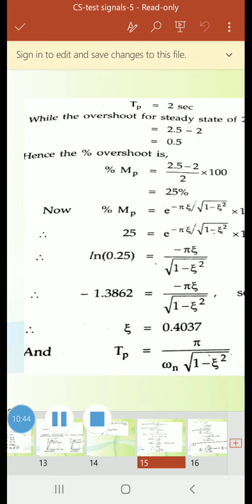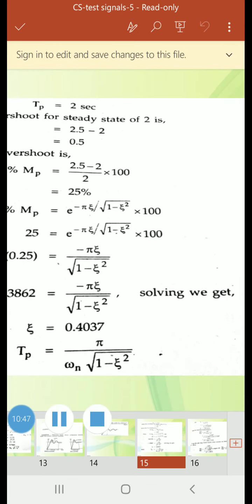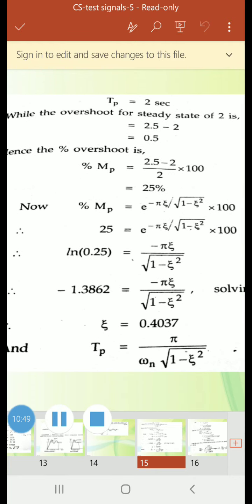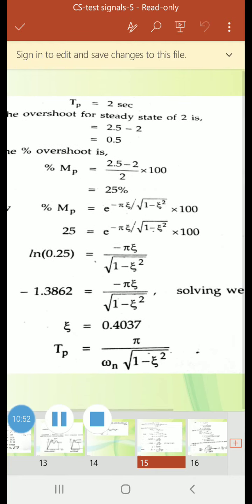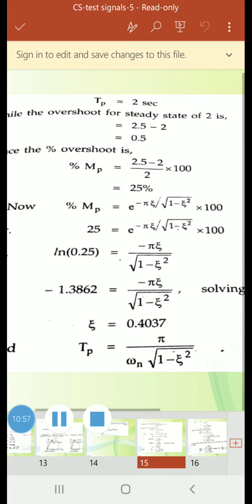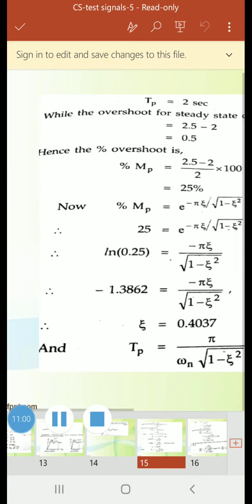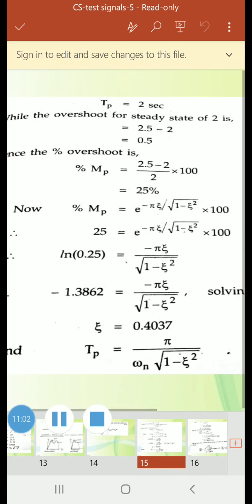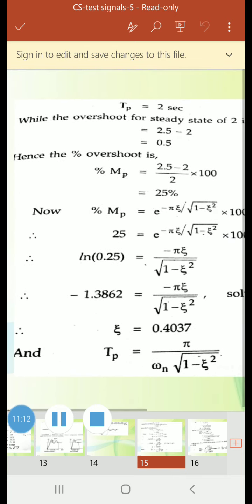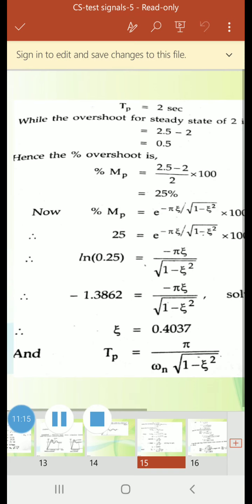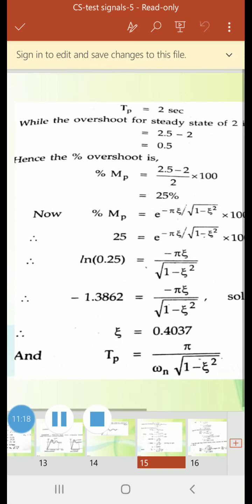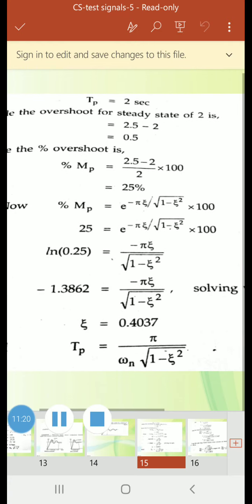While the overshoot above the steady state of 2 is 2.5 minus 2, which is 0.5. Hence, the percentage overshoot, percentage MP, is equal to (2.5 minus 2) by 2 into 100, which comes to be 25%.